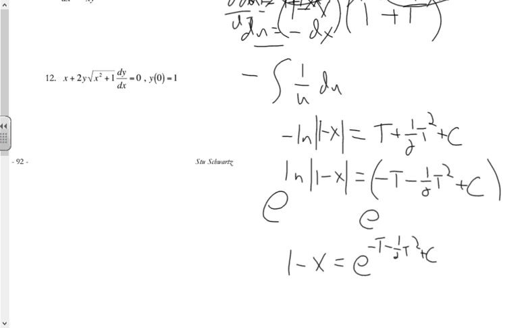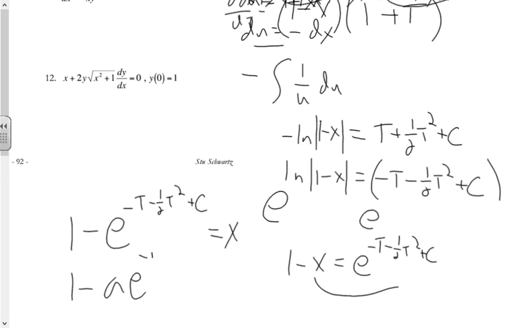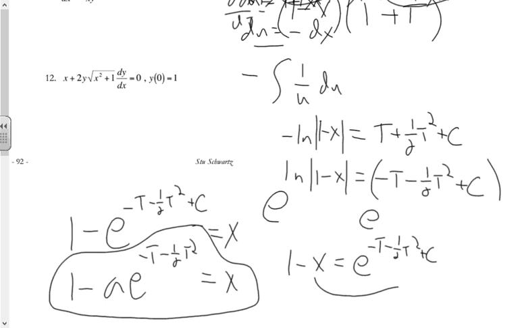And then I'm going to bring the x over here, bring that mess over to the other side. So that'll leave me 1 minus e to the negative t minus 1/2 t squared plus c equals x. And then we could probably make e to the c a. So 1 minus a times e to the negative t minus 1/2 t squared. So that's as good as we can get with that problem. Alrighty. So I'm going to stop this and make a new video for the next part.